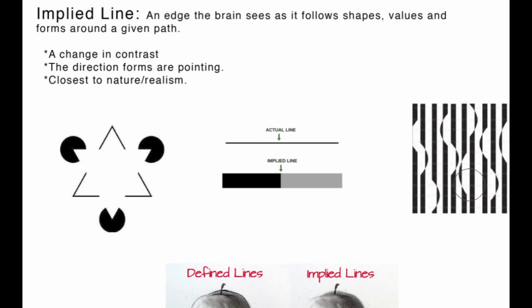Remember, a line is an edge that the brain sees. So an implied line is an edge that the brain sees by following shapes and different values, like light and dark, and by following different forms around a path. You don't literally draw a line in order to get an implied line. It's not directly done. But rather than drawing the actual line, we can create an implied line by simply putting two different values, like gray and black, next to each other.